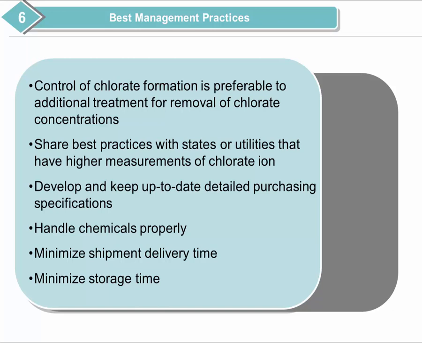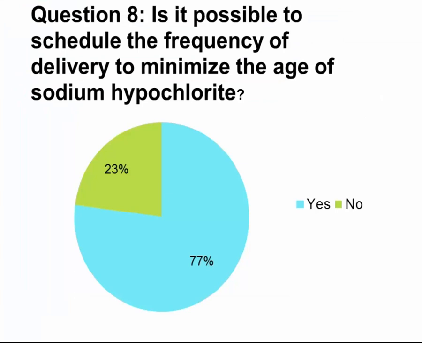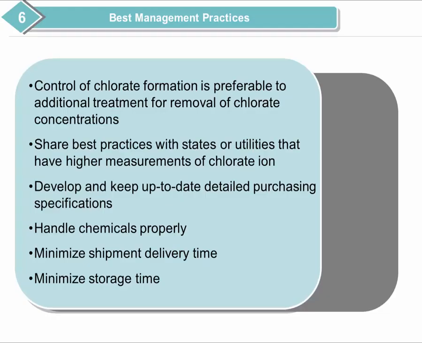Delivery time of the hypochlorite solution's shipment should be minimized. Ideally, the delivery time should not exceed 72 hours from the time of manufacture to the time of delivery to the public water system. At the same time, try to schedule the frequency of delivery to minimize the age of sodium hypochlorite.